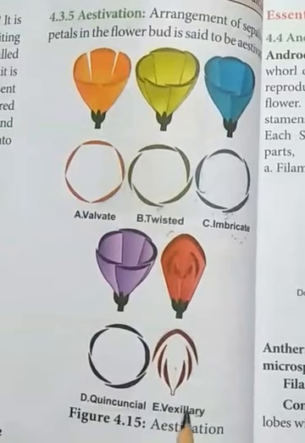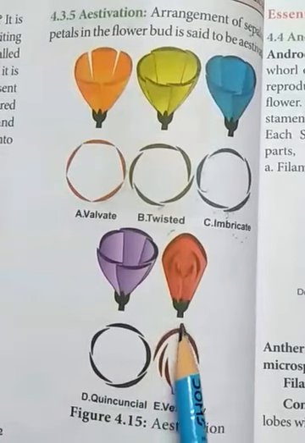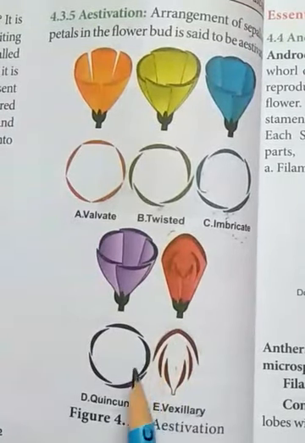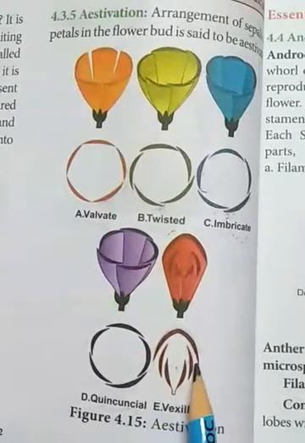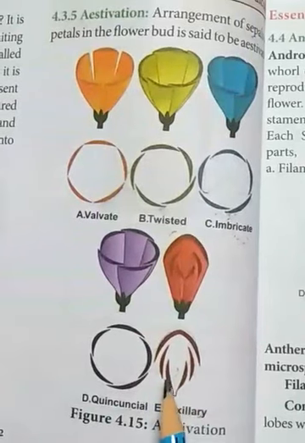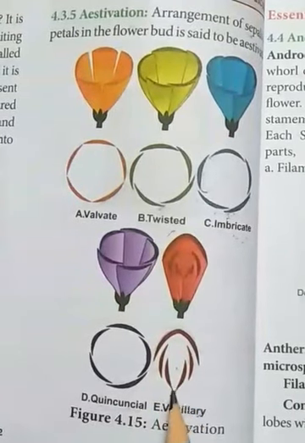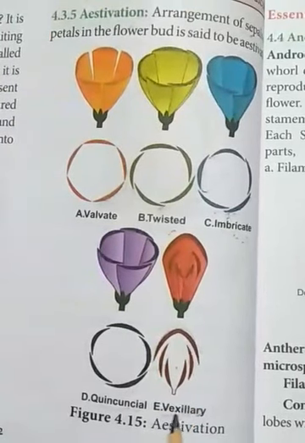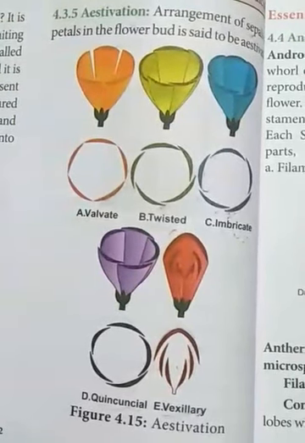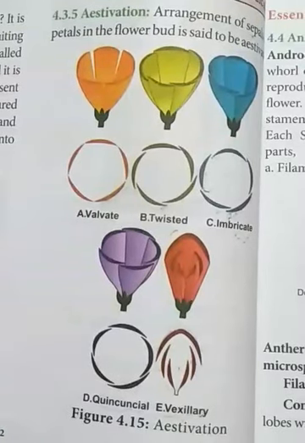In vexillary, one sepal or petal is larger and encloses the other sepals or petals. The two lateral ones show the twisted aestivation, and the two innermost sepals or petals are completely inside. Then this is called the vexillary aestivation. So hope you have understood the aestivation.